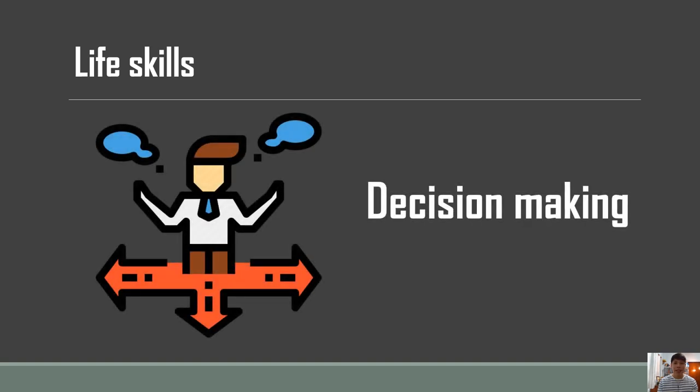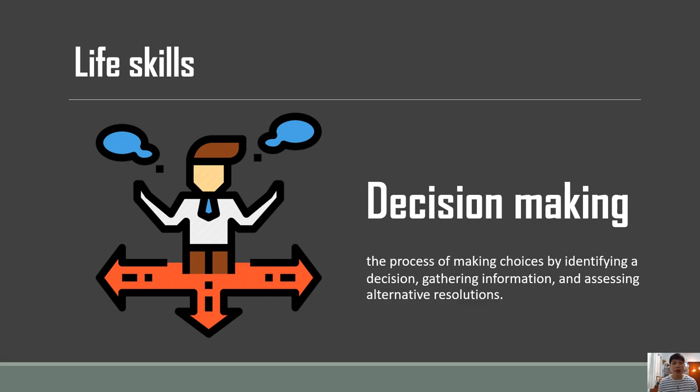For life skill, the first one is decision making. Decision making is the process of making choices by identifying a decision, gathering information, and assessing alternative resolution. Is this very important? Because when you work or even when you study, when you want to make a decision, for some students, you have some problem deciding what you really need to do at the time, and this is very significant in terms of changing the way you live or the way you study or the way you work, because effective decision making will create effective success. That means if you have a good decision making, you will have a good result.